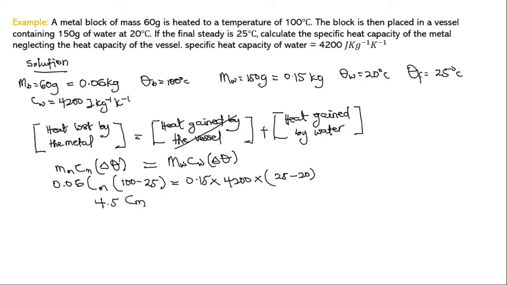Okay, Cm to be equal to, if we multiply everything over here, we are going to get 3,150. So if we divide both sides by 4.5, we are going to get the specific heat capacity of the metal to be what? 700 what? Joules per kilogram per what? Per Kelvin. So this is the specific heat capacity of the metal block that was placed in the vessel containing 150 grams of water. Alright, now let's go ahead and look at another example.